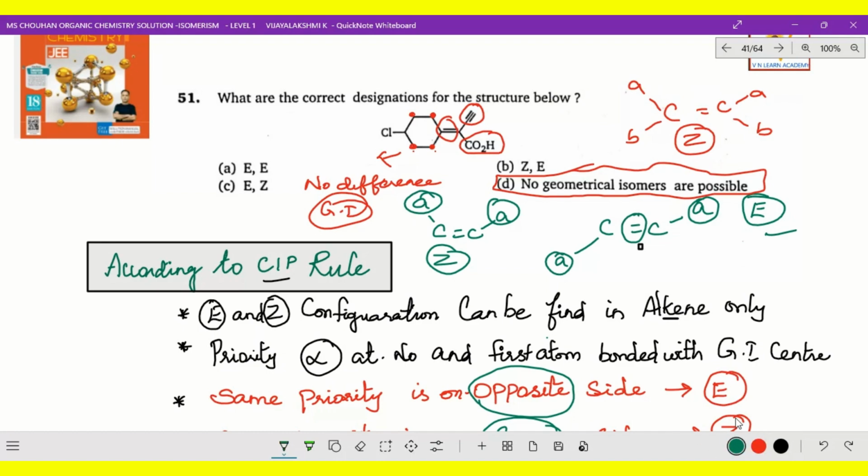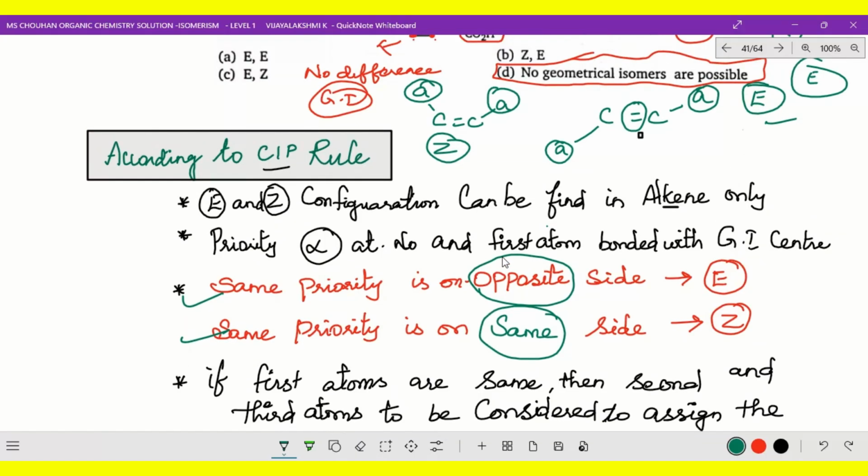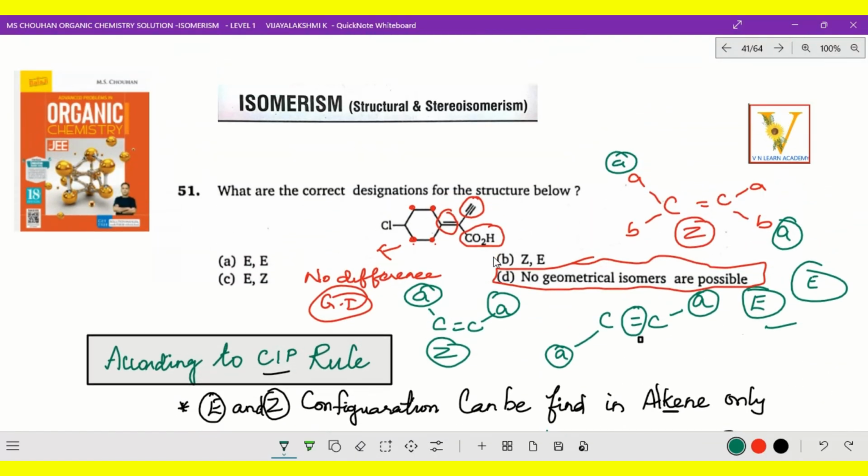Suppose here, on this same side, here A and here A. Suppose if it is there on the opposite side, that is E configuration. I hope you got the clarity about these points I mentioned. These two are very, very important to note down: same side and opposite side, that is E and Z configuration. I hope you got the clarity about this first question. Come on, let us go to the second question.